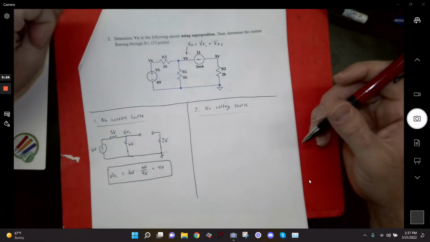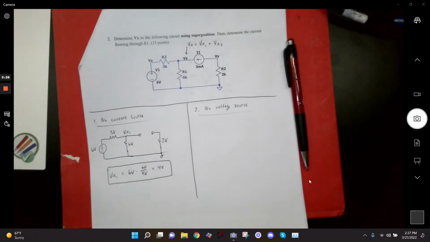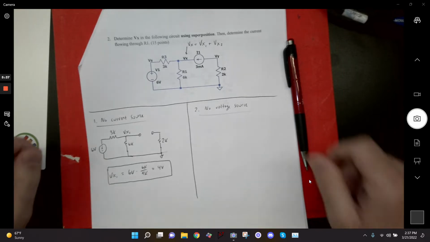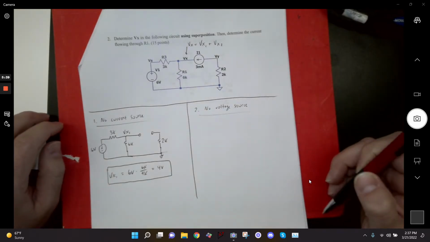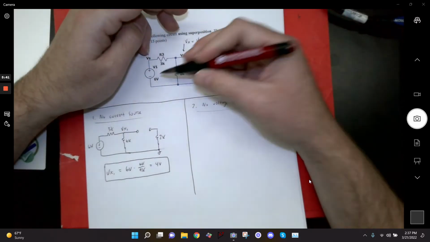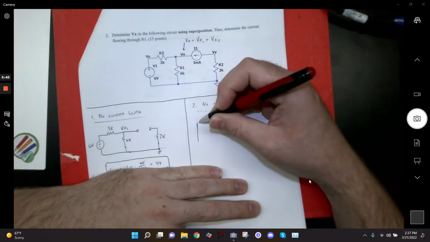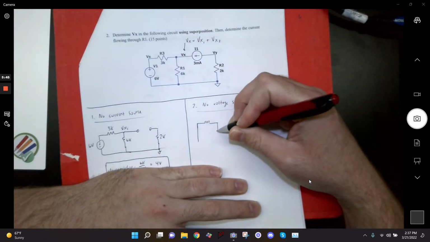All right, and then with no voltage source, I'll make sure. Yeah, all right, good. I've got a solutions manual that I already solved. I just want to make sure I don't do anything stupid. All right, so now I'm going to short my battery, and I'll end up with this other circuit.